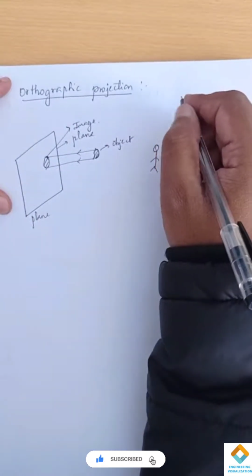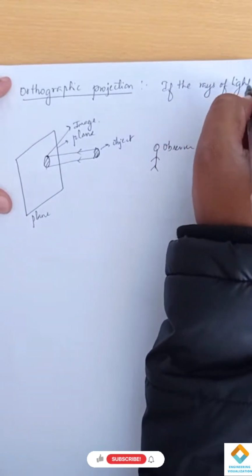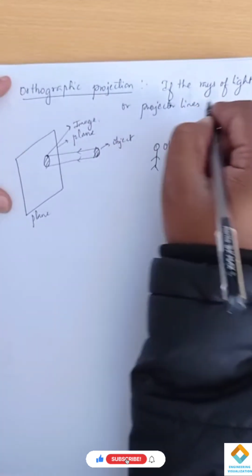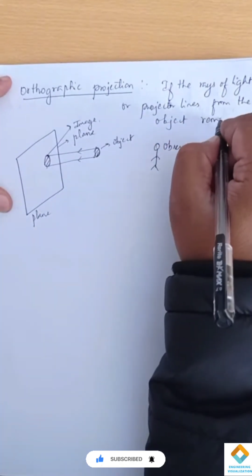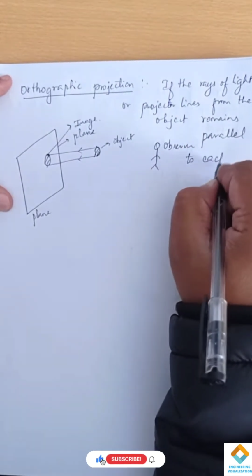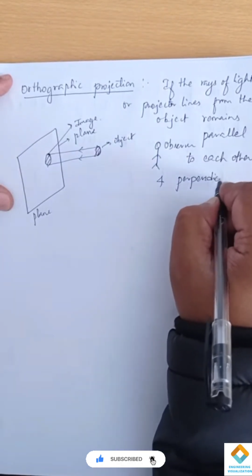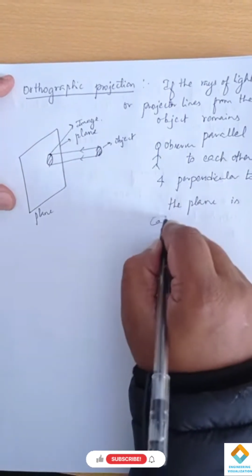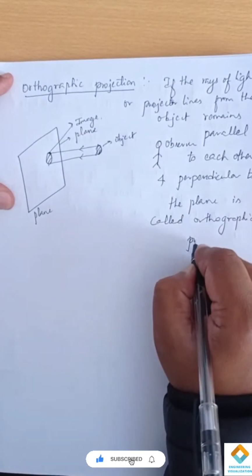So we define orthographic projection: if the rays of light, the projector lines from the object, remain parallel to each other and perpendicular to the plane, it is called orthographic projection.